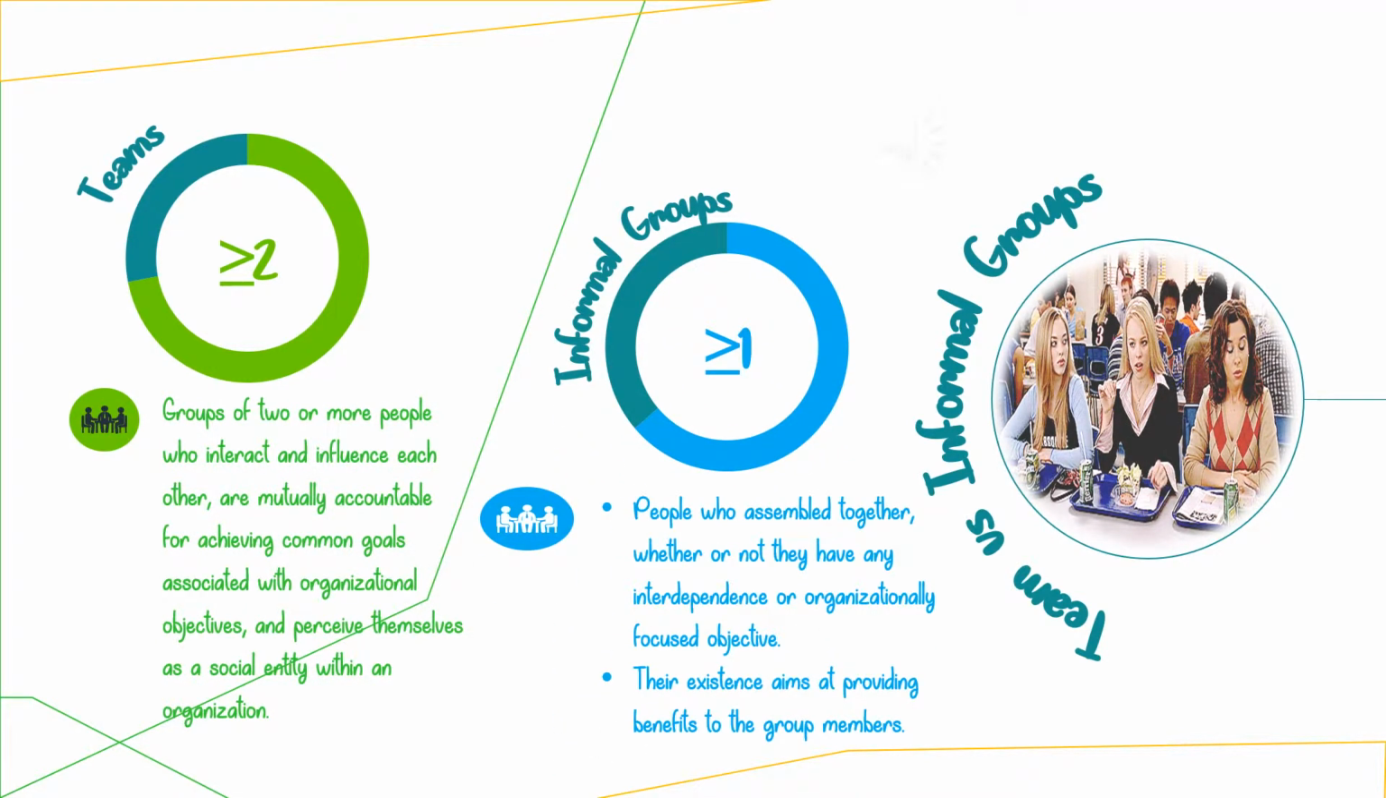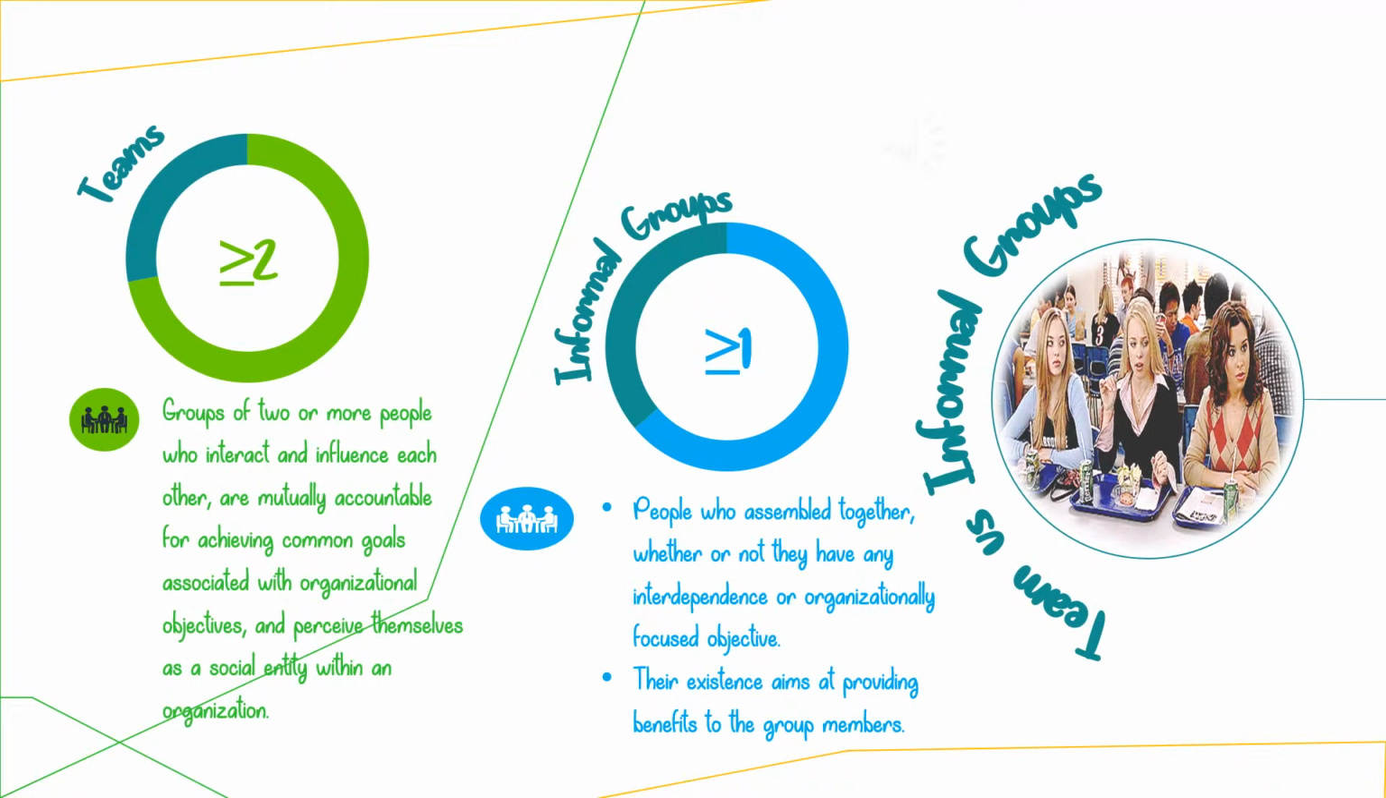Now, let us look at the differences between teams and informal groups. Teams are usually groups of two or more people who interact and influence each other. They are accountable to achieve common goals associated with organization objectives. They perceive themselves as a social entity within an organization. A good example of a team is the Avengers.